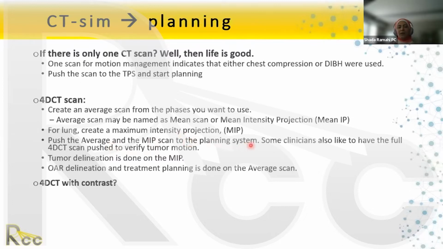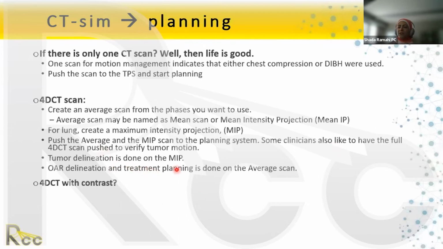We've been asked by one or two clinicians, we have 9, that they also want to see the full 4D CT phases pushed to the planning system. They want to verify with their own eyes, I suppose, that when they create the ITV, the tumor is moving within the ITV envelope as we say it is. And they want to measure the motion on their own, which is another level of second check. And that's really good. Other radiation oncologists don't want to do that. So whatever we tell them is a gating window, they will take it as is. So we just push the average and the MIP scan, and then they start contouring.